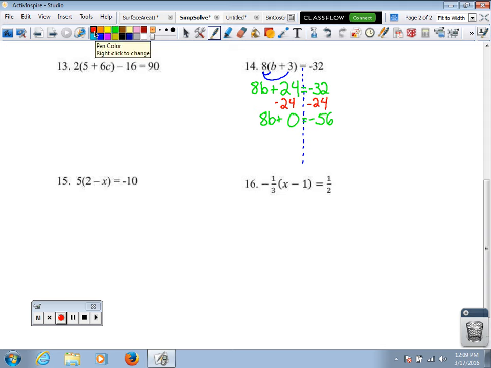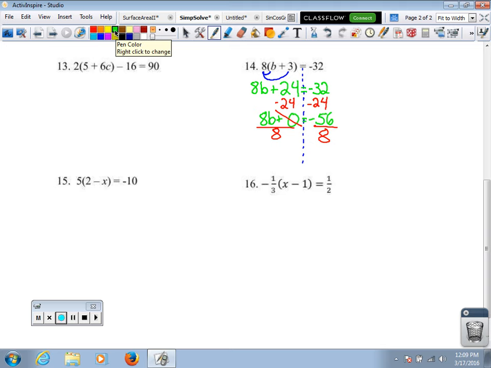Now, the whole reason we bring that 0 down is so that we can keep track of things. If I add 0 to 8b, what's going to happen? It's going to stay the same. It's still going to be 8b. So, what can I do now to get that b by itself? Divide both sides by 8. Very good. Now, when we divide both sides by 8, what does that give us?